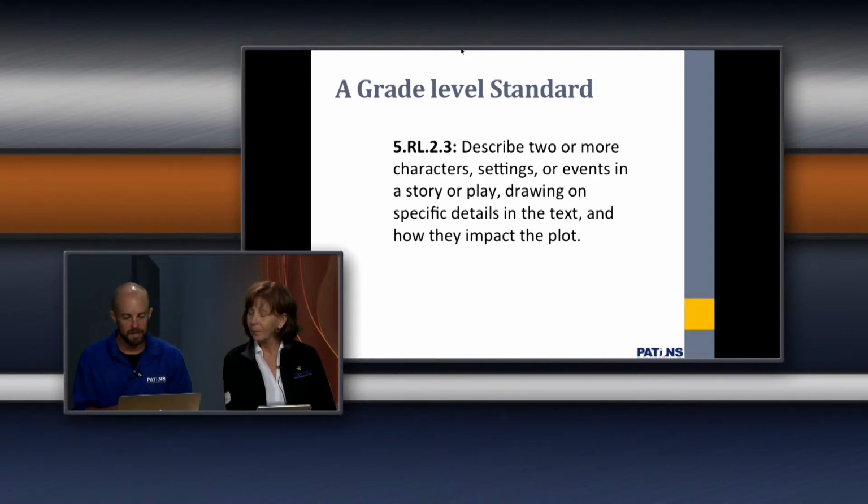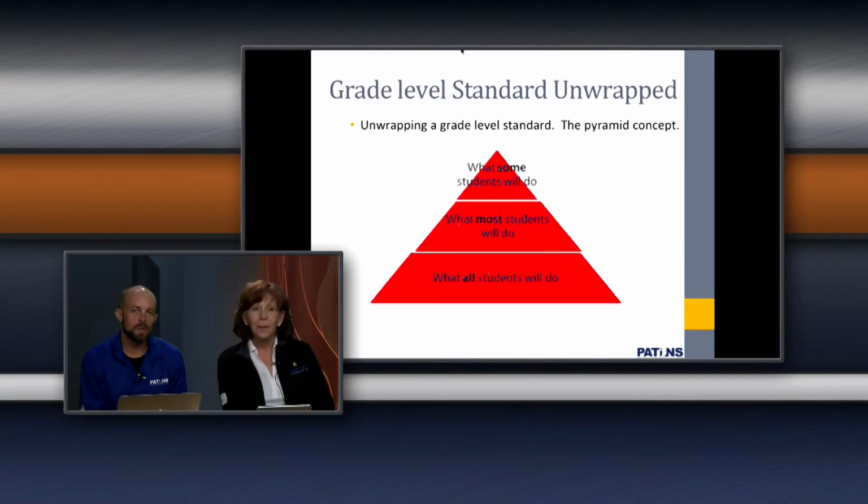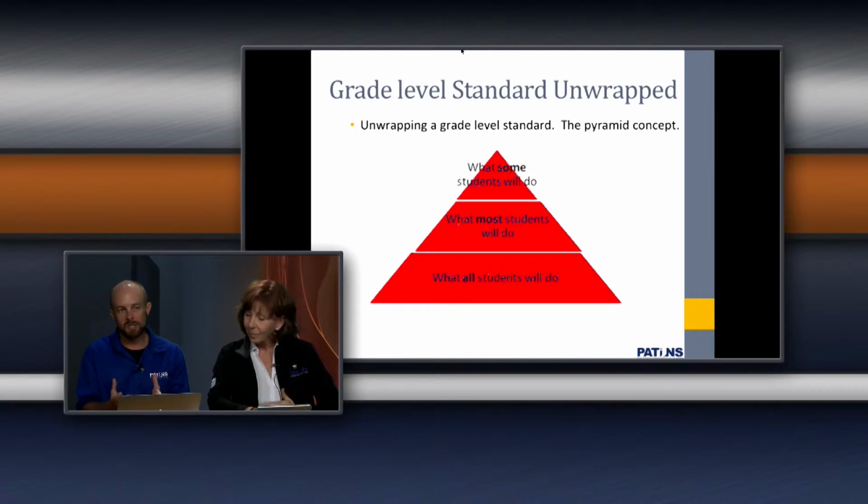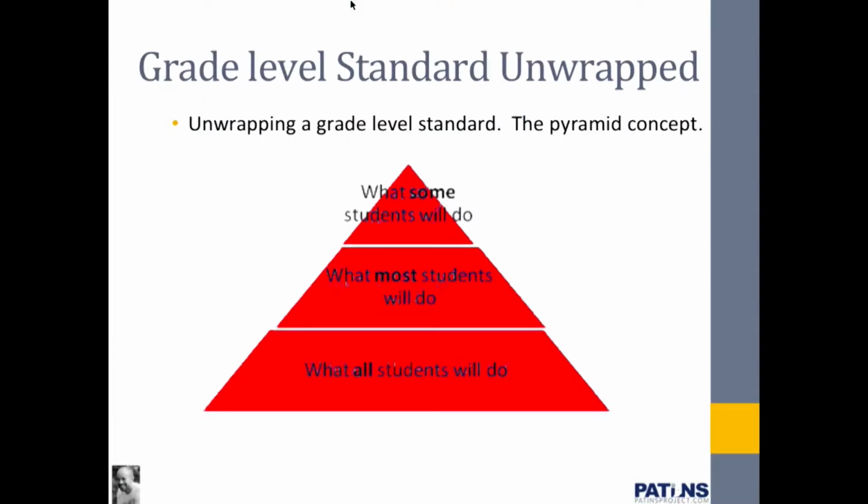So the standard is: describe 2 or more characters, settings, or events in a story or play, drawing on specific details in the text and how they impact the plot. And so what we'll do is use this pyramid guide as a way to unwrap this standard and make it feel a little more accessible and approachable to possibly all students. So what we have across the bottom is what all students in the classroom are going to do. And then in the middle, we've got what most students will be able to do. And then at the top, we've got what some of those students who are achieving to a super high level will be able to do.